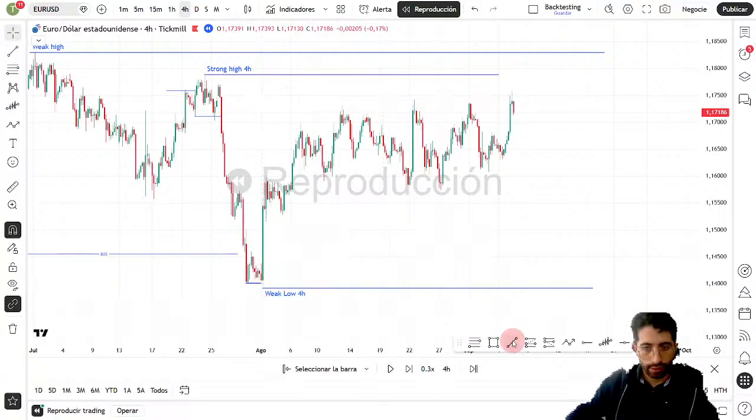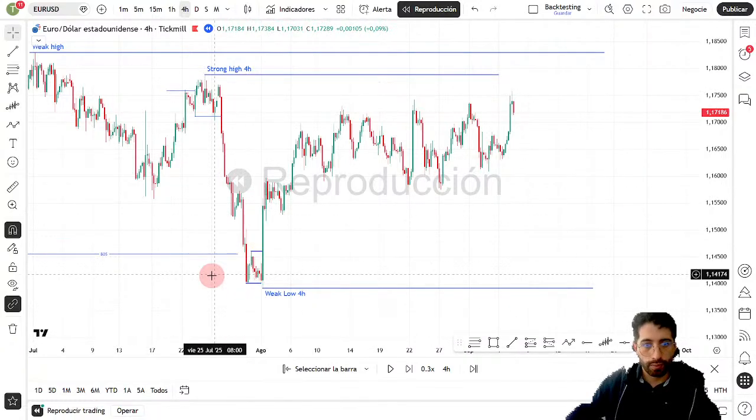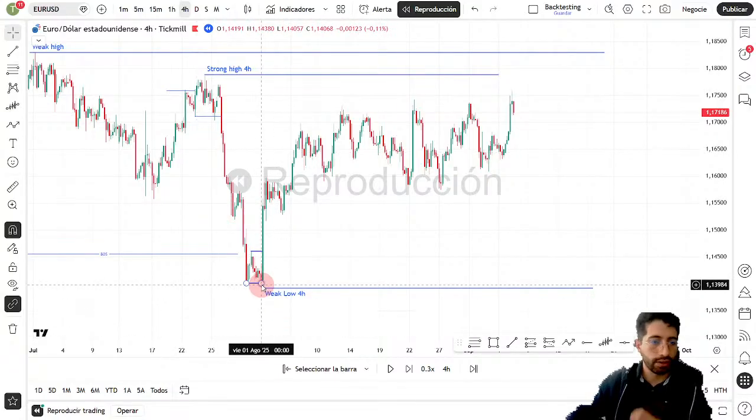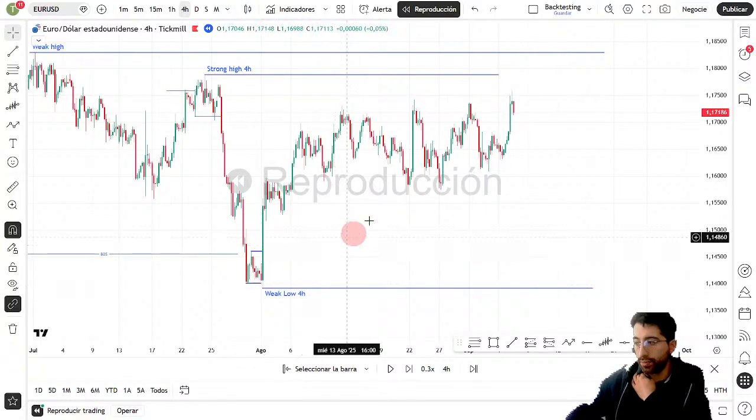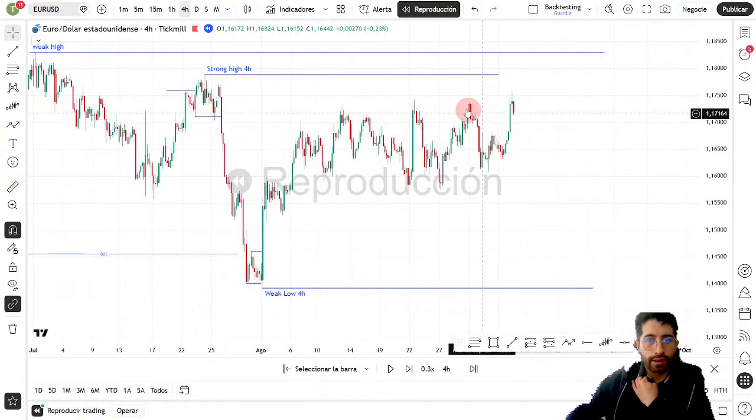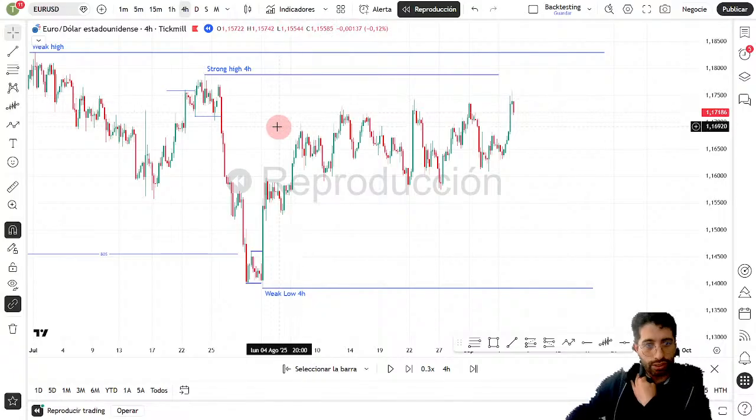Perfect, here and here. That's it. So once we have this, we can understand what happened. The price reacted here, probably in a daily imbalance or an order block, and it kept pushing up and up and up and up, right? Now it is just reaching these supply zones right here.